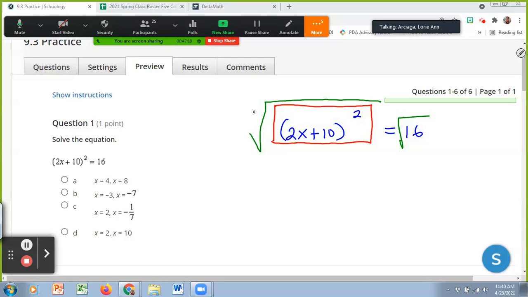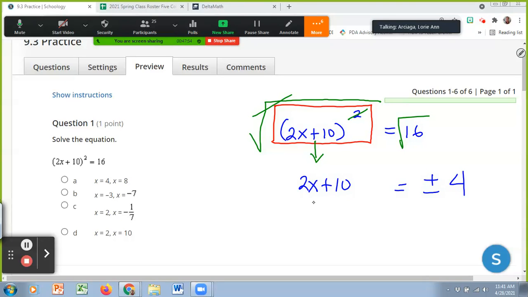Alright, so we have to remove the radical and the power 2, yeah? And then we're going to bring this down, just like when we bring down x squared in Delta Math, right? So we bring down the 2x plus 10. Okay, then you guys were very good with this. So what's the square root of 16? 4. Very good. So that was the thing that you were doing in Delta Math, plus or minus 4, right?